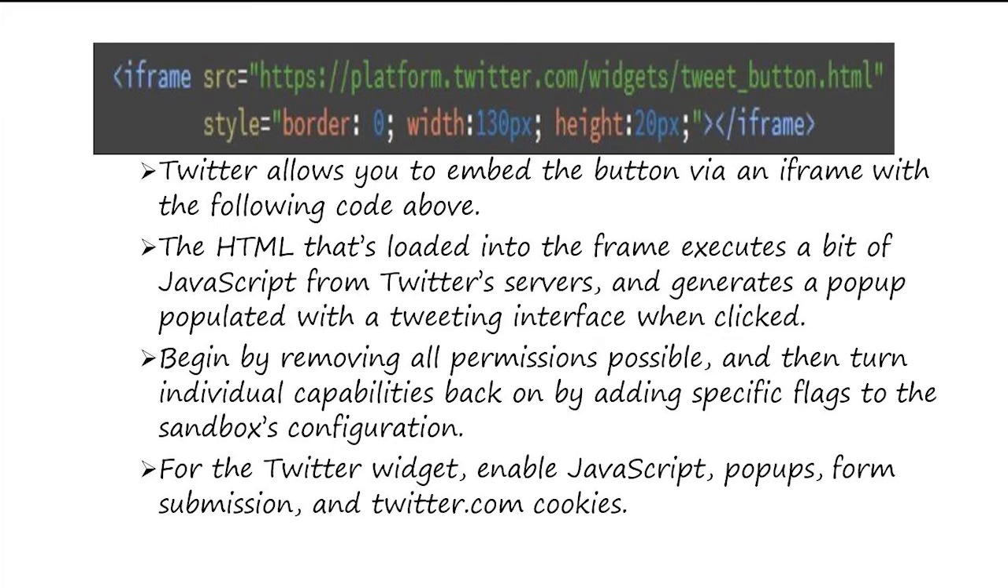The HTML that's loaded into the frame executes a bit of JavaScript from Twitter servers and generates a pop-up populated with the tweeting interface when clicked. The interface needs access to Twitter's cookies in order to tie the tweet to the correct account and needs the ability to submit the tweeting form. That's pretty much it. The frame doesn't need a load of plugins. It doesn't need to navigate a top-level window or any of a number of other bits of functionality.